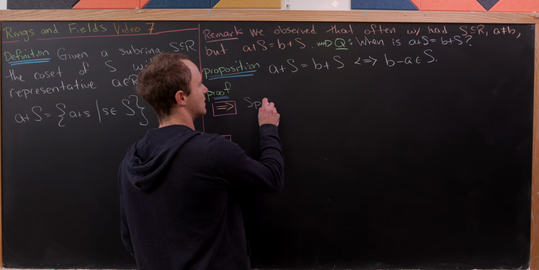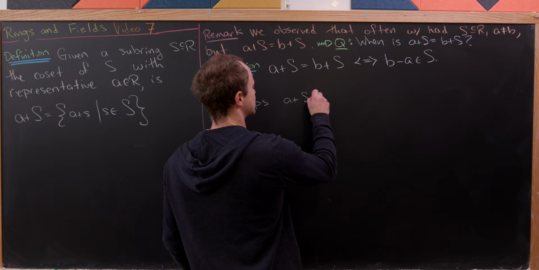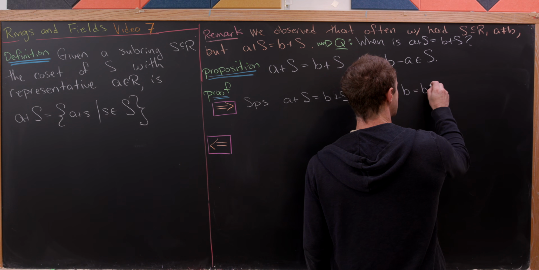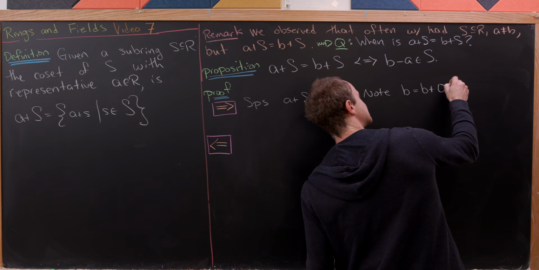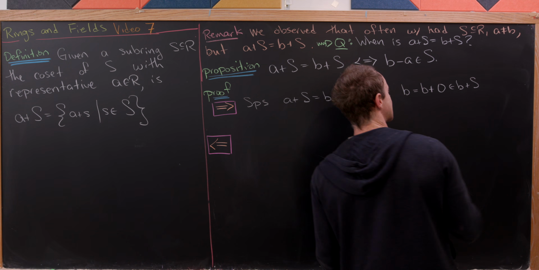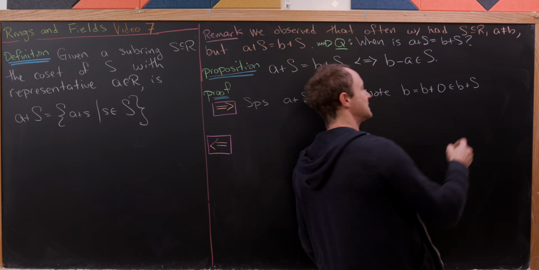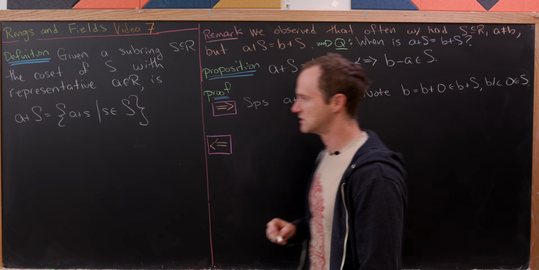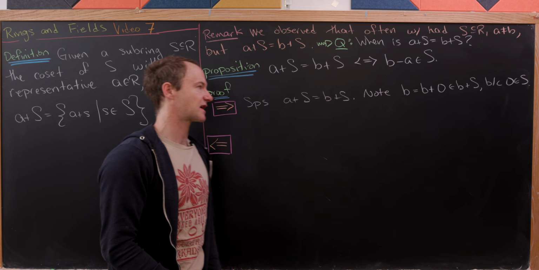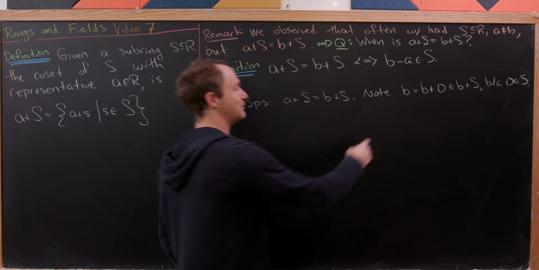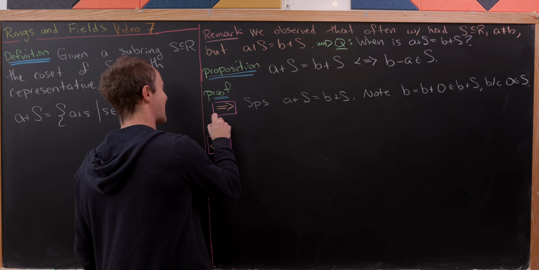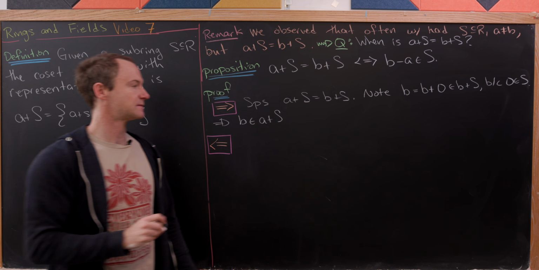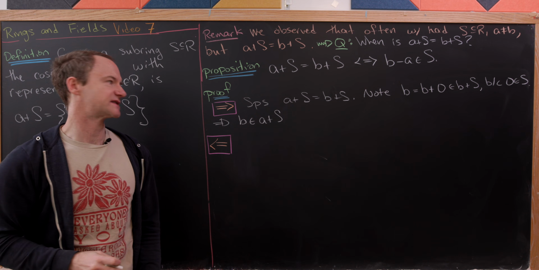So let's suppose that A plus S is equal to B plus S. Let's note that B can be written as B plus 0, but B plus 0 is an element of the coset B plus S. And that's because 0 is an element of S. So it fits the form of being inside of that coset. But notice that B is an element of B plus S, but that tells us that B is an element of A plus S, because B plus S and A plus S are the same.